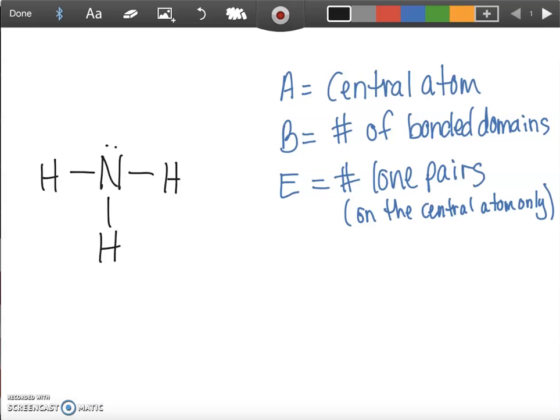Taking a look at this one, let's start with the type notation. The central atom is obviously N, so that's going to be A. Now, let's take a look at how many bonded domains we have. There's 1 bonded domain there, 1 there, and 1 there. That's 3 bonded domains. So far we have AB3.